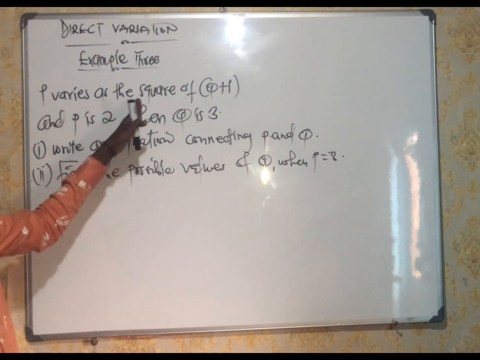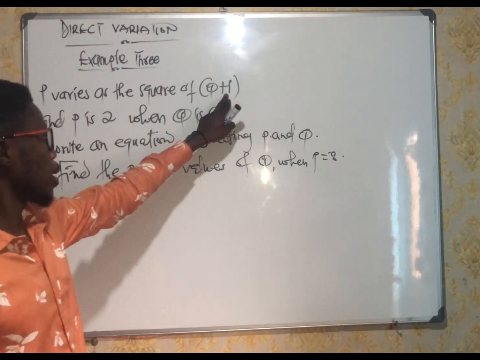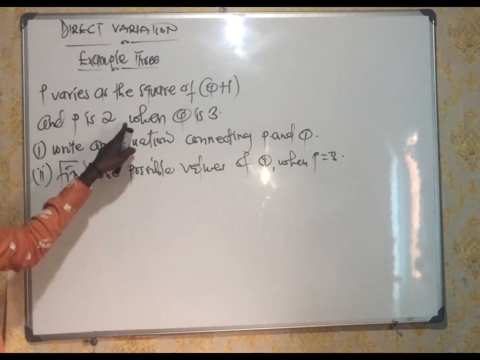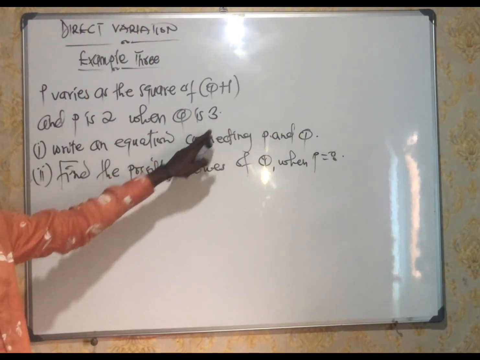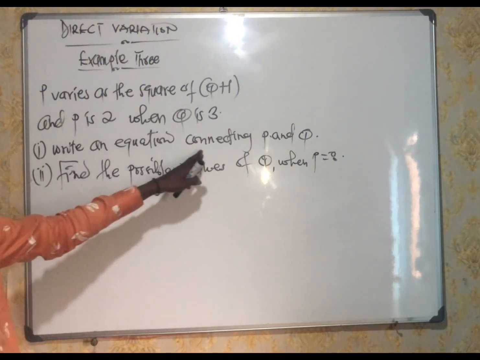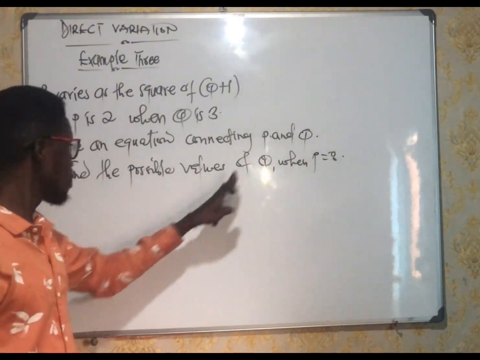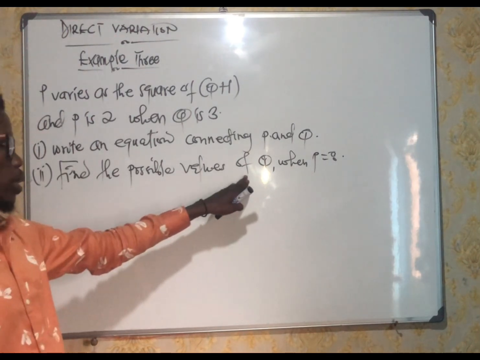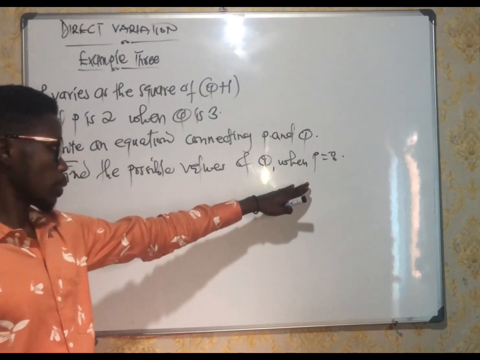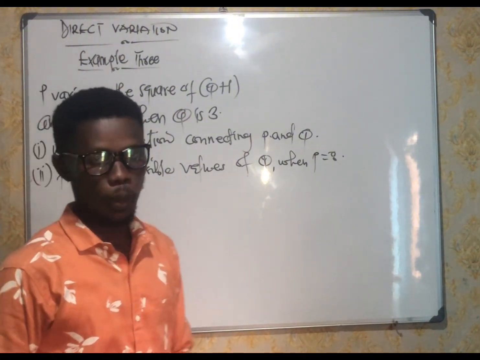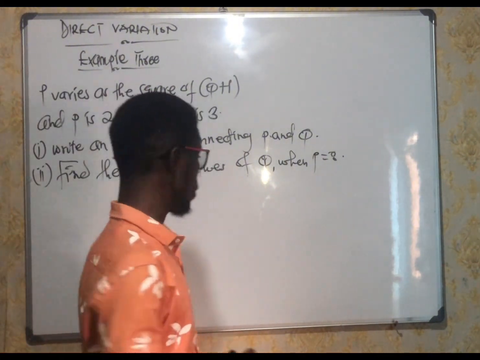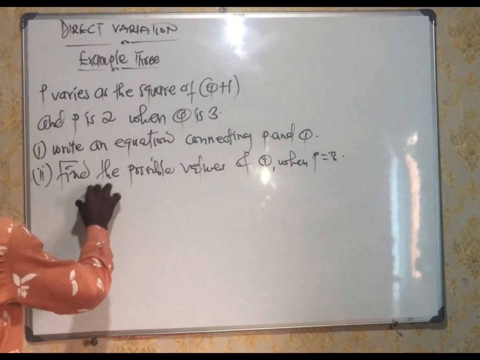P varies as the square of q plus 1, and p is 2 when q is 3. Write an equation connecting p and q. Find the possible value of q and k when p equals 8. Is that okay? So that's what we are going to do for now.